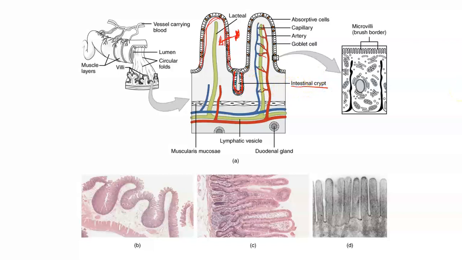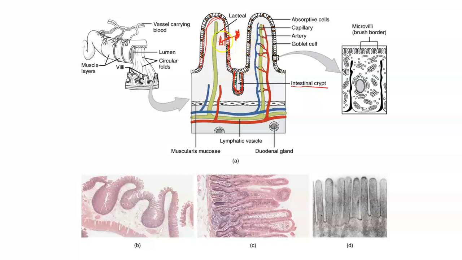And in these crypts, there's a variety of cell populations that can be found. Some would absorb salts and things. Some might be goblet cells releasing mucus. Others might be enteroendocrine cells creating hormones. So it can vary, but they would be found in these crypts.